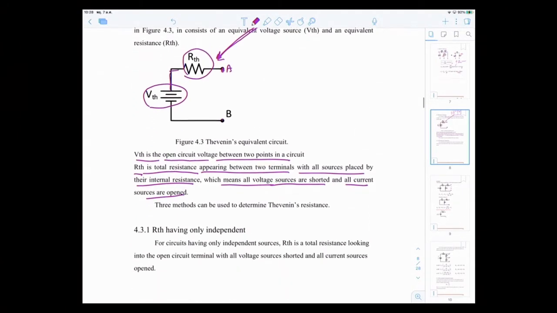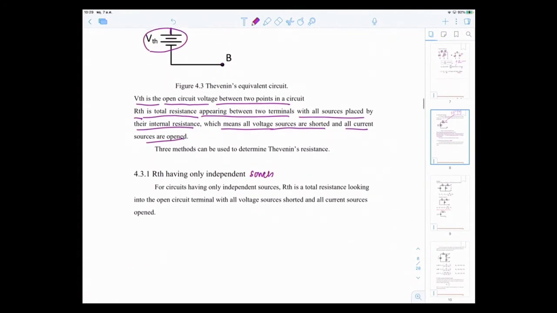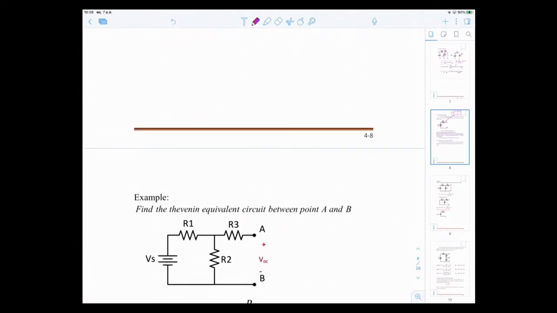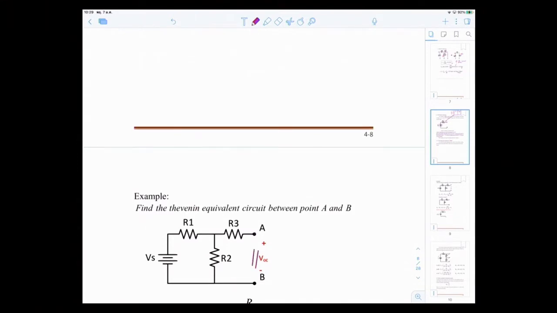First, let's say I have to find RTH having only independent sources. Let's look at an example. Please find the Thevenin equivalent circuit between point A and point B, terminal AB. It's already given as an open circuit. See, the terminal is open.